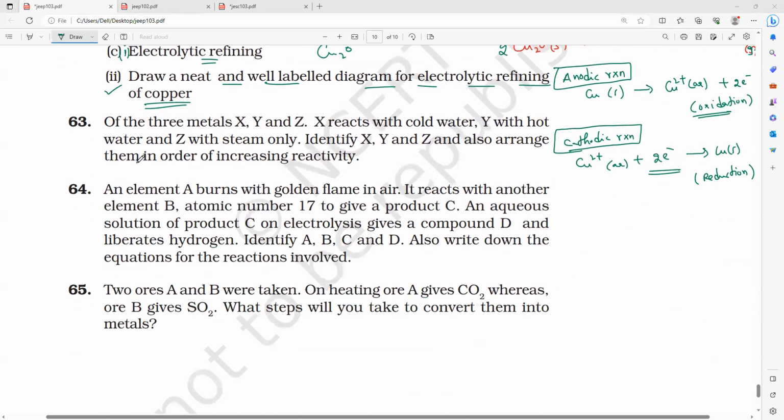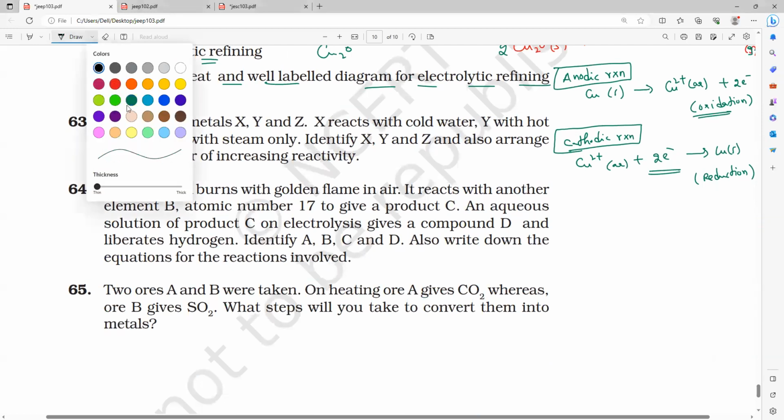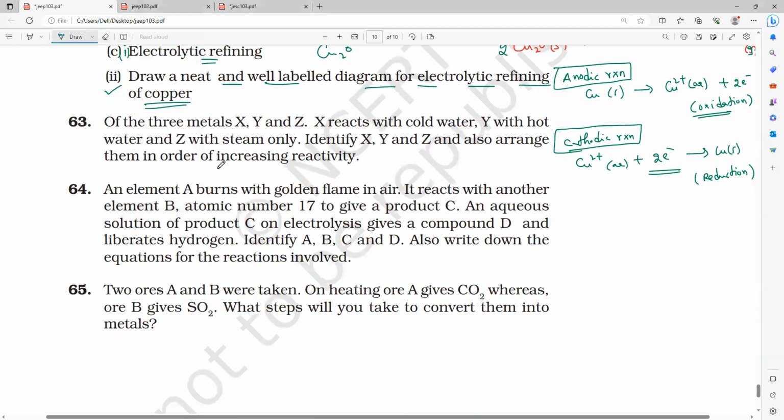Okay, next question, 63. All of you see that question 63. What is the question, everyone? Please read. Of the three metals X, Y, and Z, X reacts with cold water, Y reacts with hot water, and Z with steam alone. Identify X, Y, Z and also arrange them in order of increasing reactivity. So directly I can say X is more reactive than Y, which is more reactive than Z.